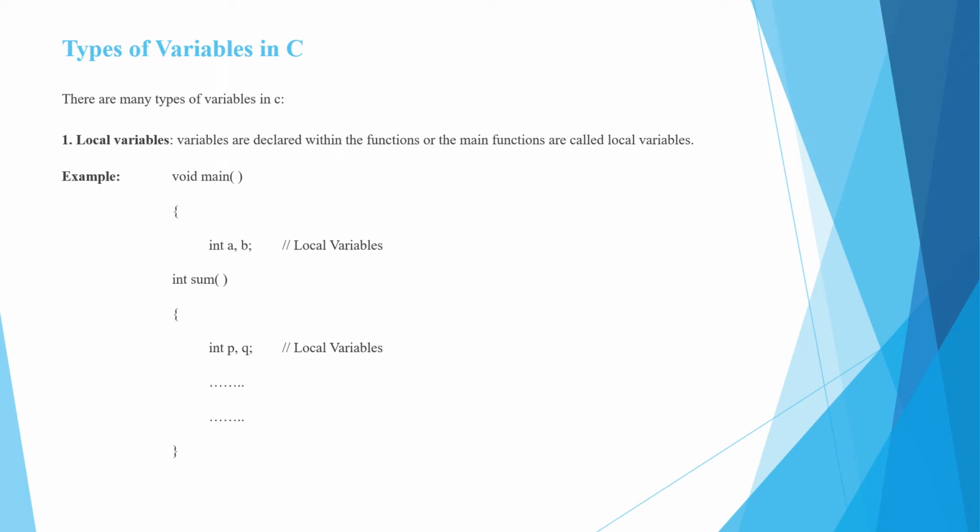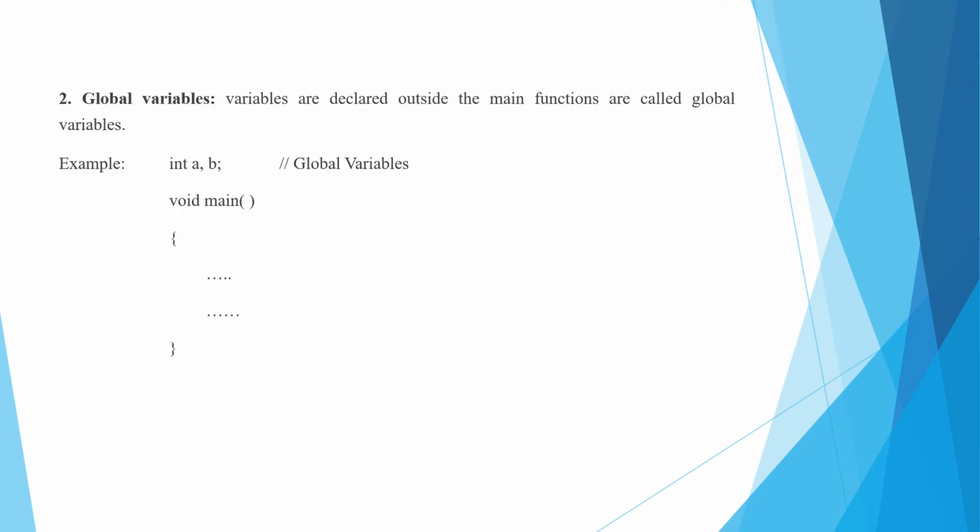So here is an example. void main, within the brackets int a and b. These two, a and b, are local variables of the type integer. Then p and q are variables which are declared inside the function, that is sum. These two are examples for local variables. Global variables: the variables declared outside the main function are called global variables. The example is int a, b. So these two are variables which are declared outside the main function. We call these global variables.